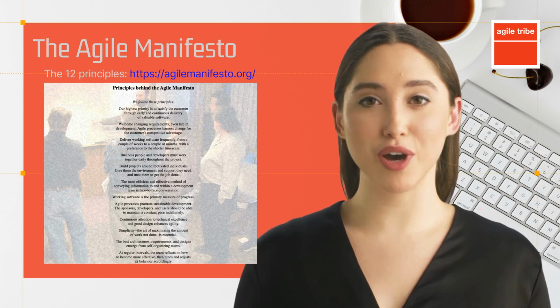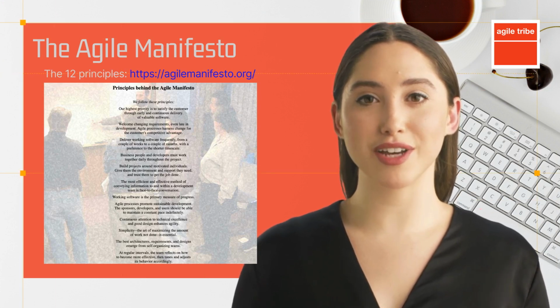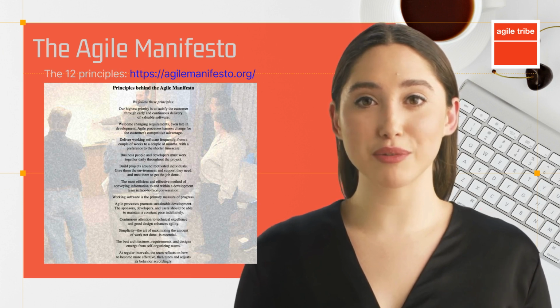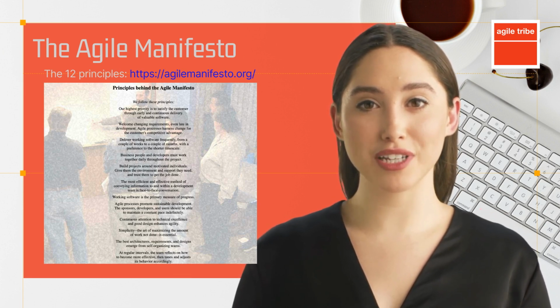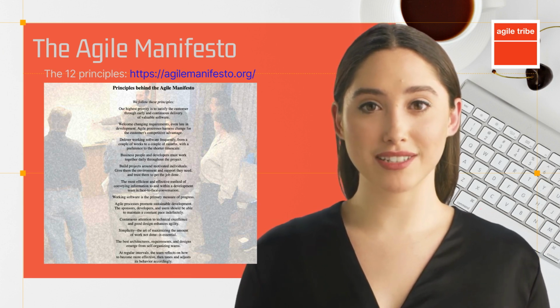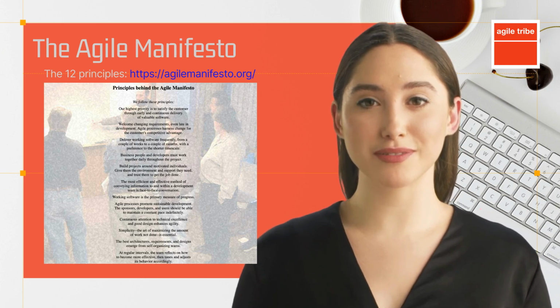The essence of the 12 principles of the Agile Manifesto is to foster adaptability, collaboration, and customer centricity in software development for delivering effective and efficient solutions with continuous improvement. You find them at agilemanifesto.org.